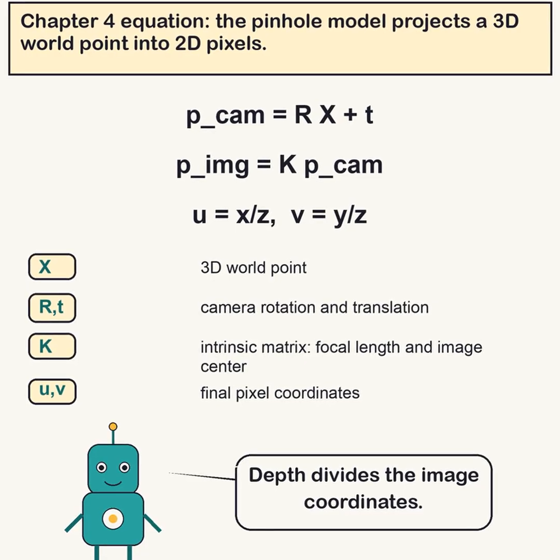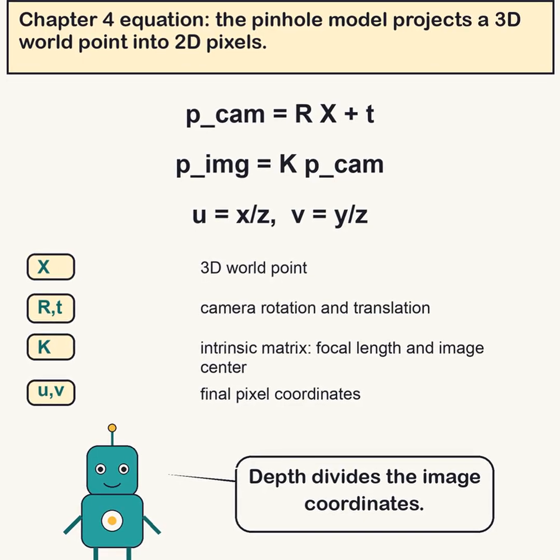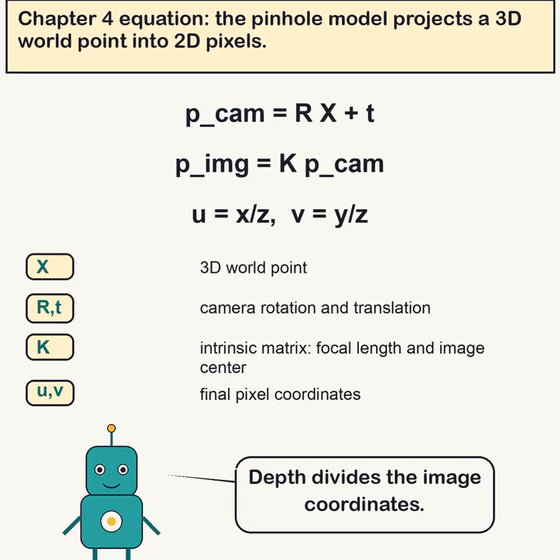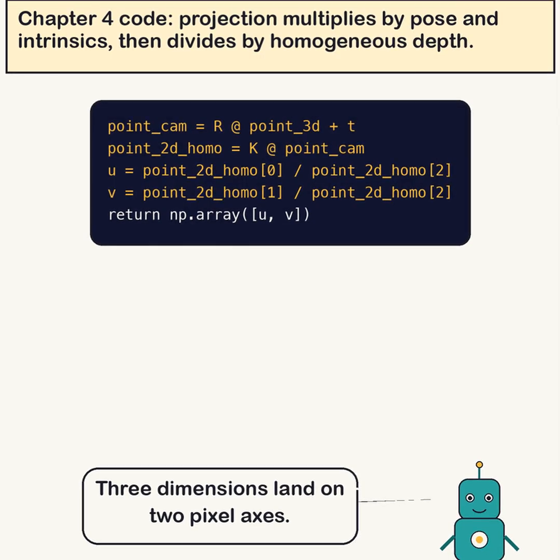Real-world analogy. Camera projection is like a pinhole shadow theater, where 3D actors cast 2D positions on the back wall. Depth divides the image coordinates. The projection code follows the equation exactly.